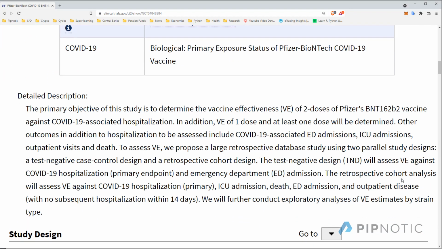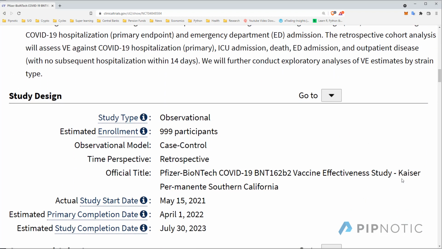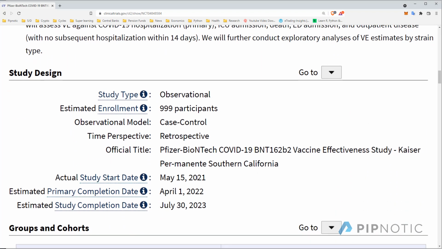Okay, so we scroll down a little bit further. You can see here actual study date. It started May 15th, 2021. The primary study completion is April 1st, 22, and the estimated study completion is 30th of July, 2023. What does that tell us? Well, that tells us that the vaccines that they're injecting to everyone in the world is in human trials. And it went to human trials directly from a computer-generated assumption that it would be okay to put into people.